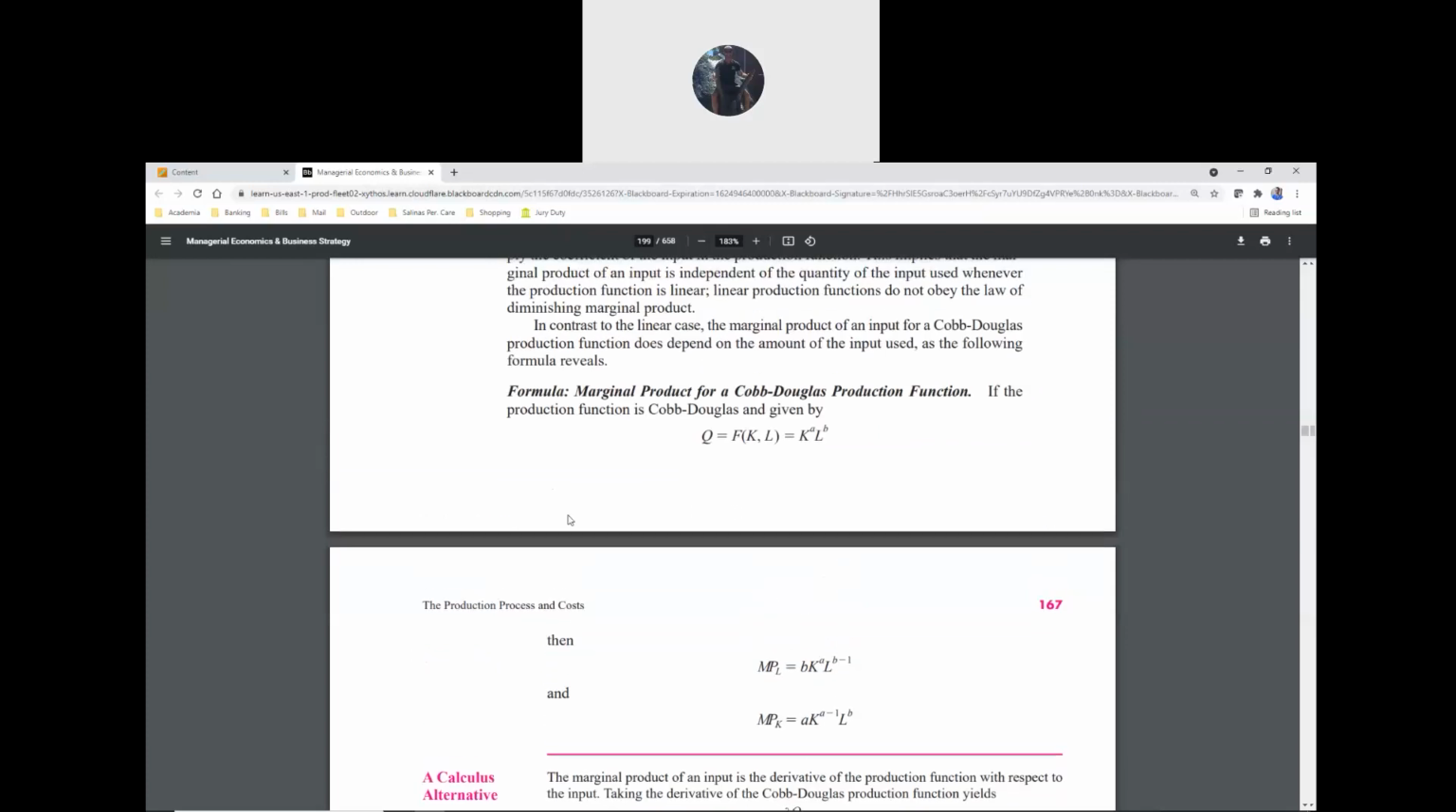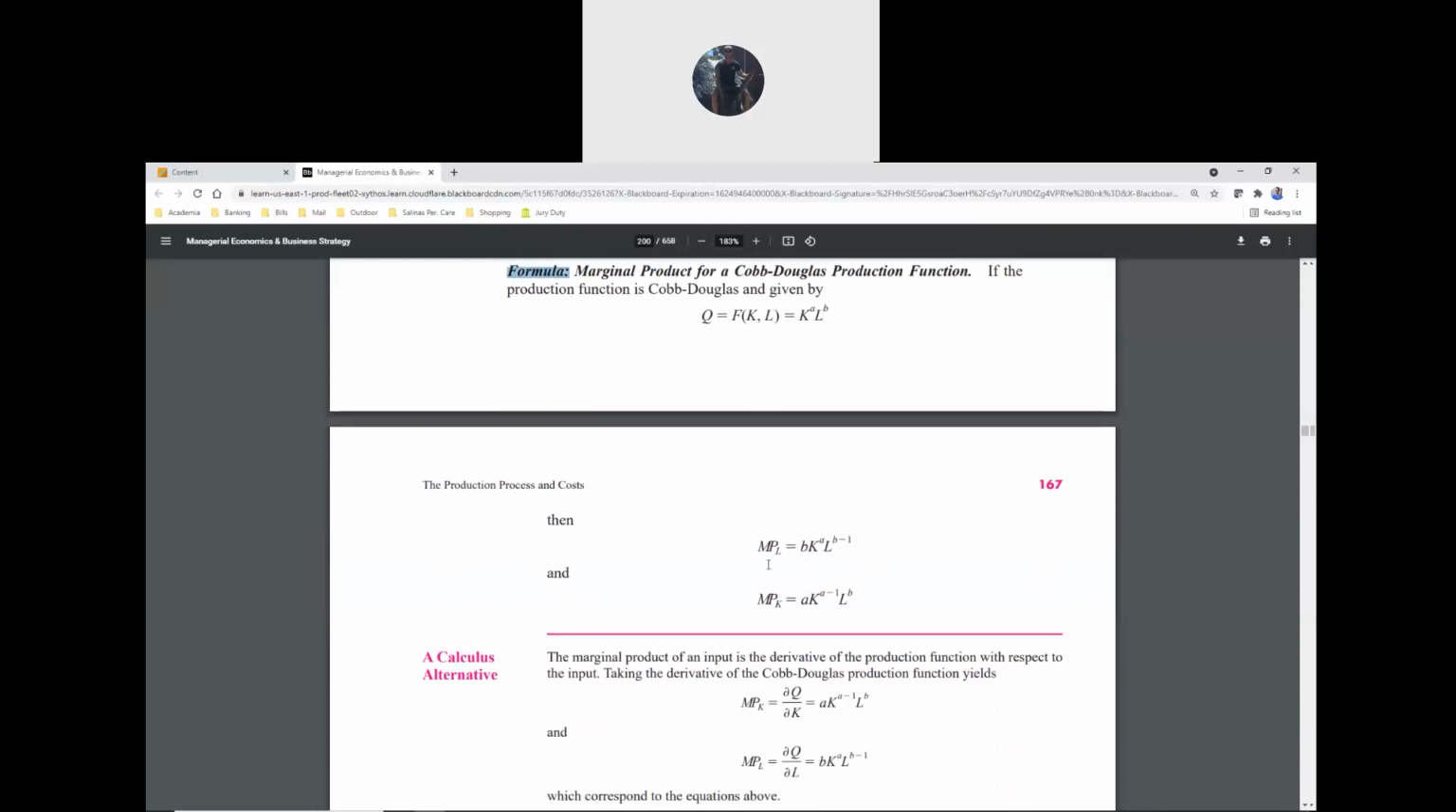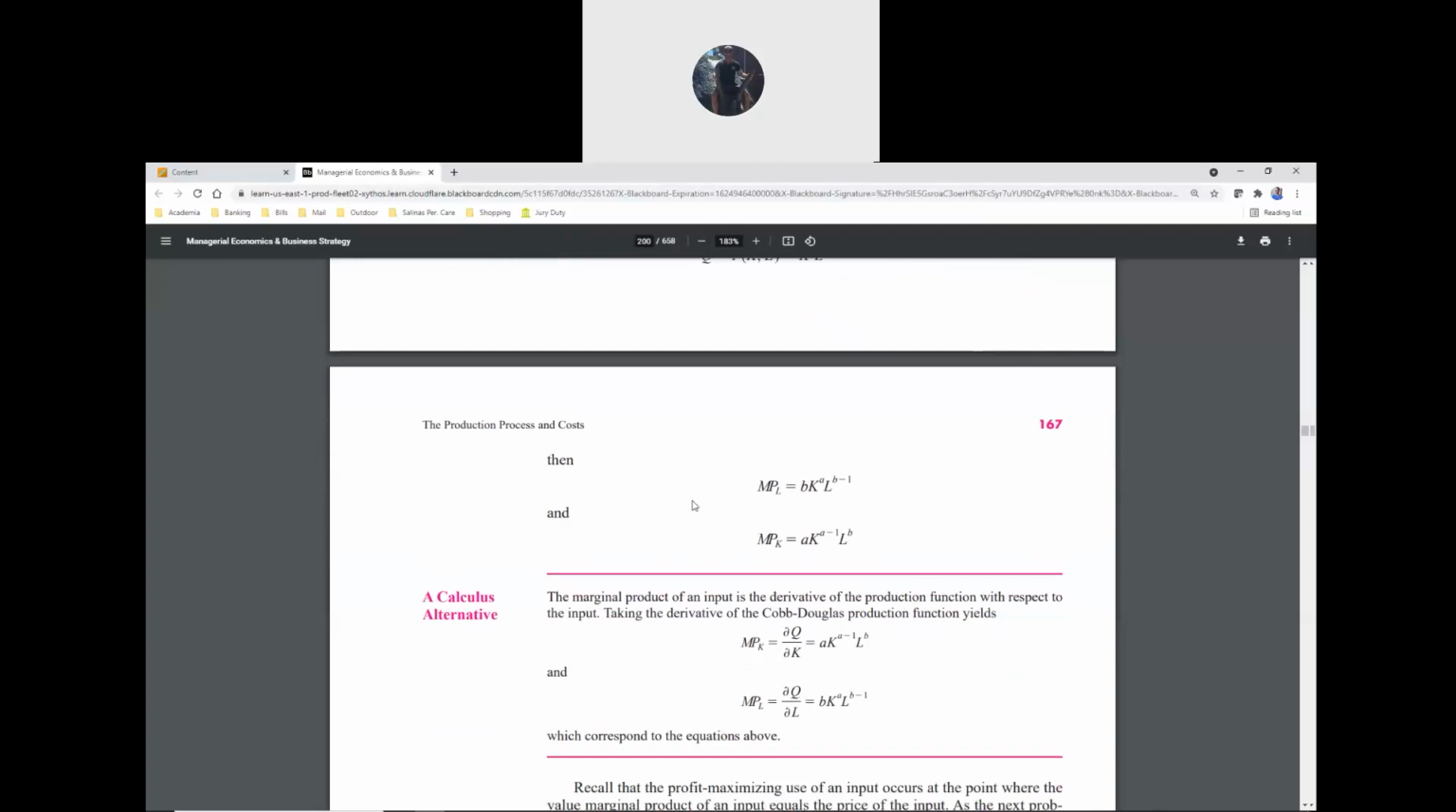So again, here's the formula. You can use the formula and just plug in the numbers, which would be MPL equals B times K raised to the A times L raised to the B minus 1. Or MPK is A times K raised to the A minus 1 times L raised to the B.